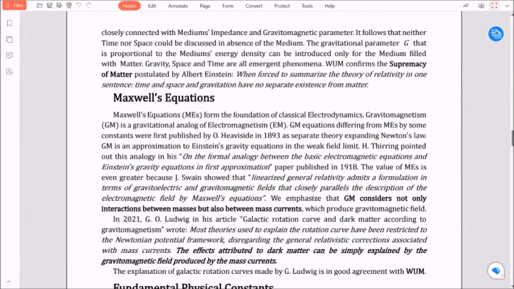In 2021, Ludwig, in the article Galactic Rotation Curve and Dark Matter According to Gravitomagnetism, wrote: most theories used to explain the rotation curve have been restricted to the Newtonian potential framework, disregarding the general relativistic corrections associated with mass currents. The effects attributed to dark matter can be simply explained by the gravitomagnetic field produced by the mass currents. The explanation of galactic rotation curves made by Ludwig is in good agreement with WUM.